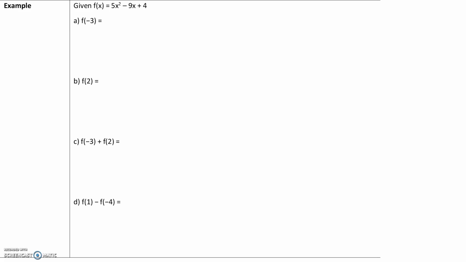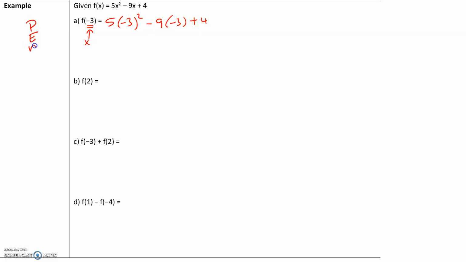Evaluating functions. Given the function f of x equals 5x squared minus 9x plus 4, we want to evaluate f of -3. So our input, or the x value, is -3, which means every single time we see an x, we replace the x with the input, which is -3. So you replace the x with whatever is contained inside the parentheses, because that is your input. So here we have 5 times (-3) squared minus 9 times (-3) plus 4.